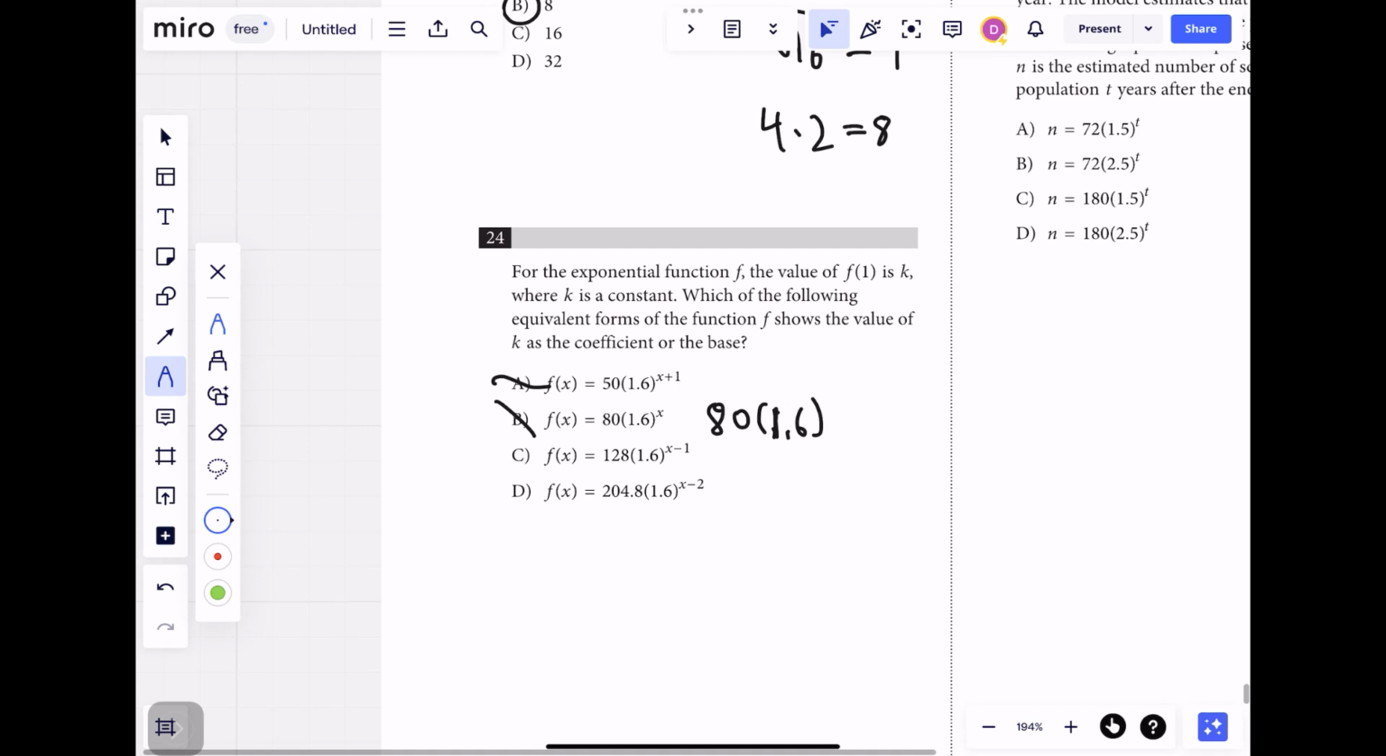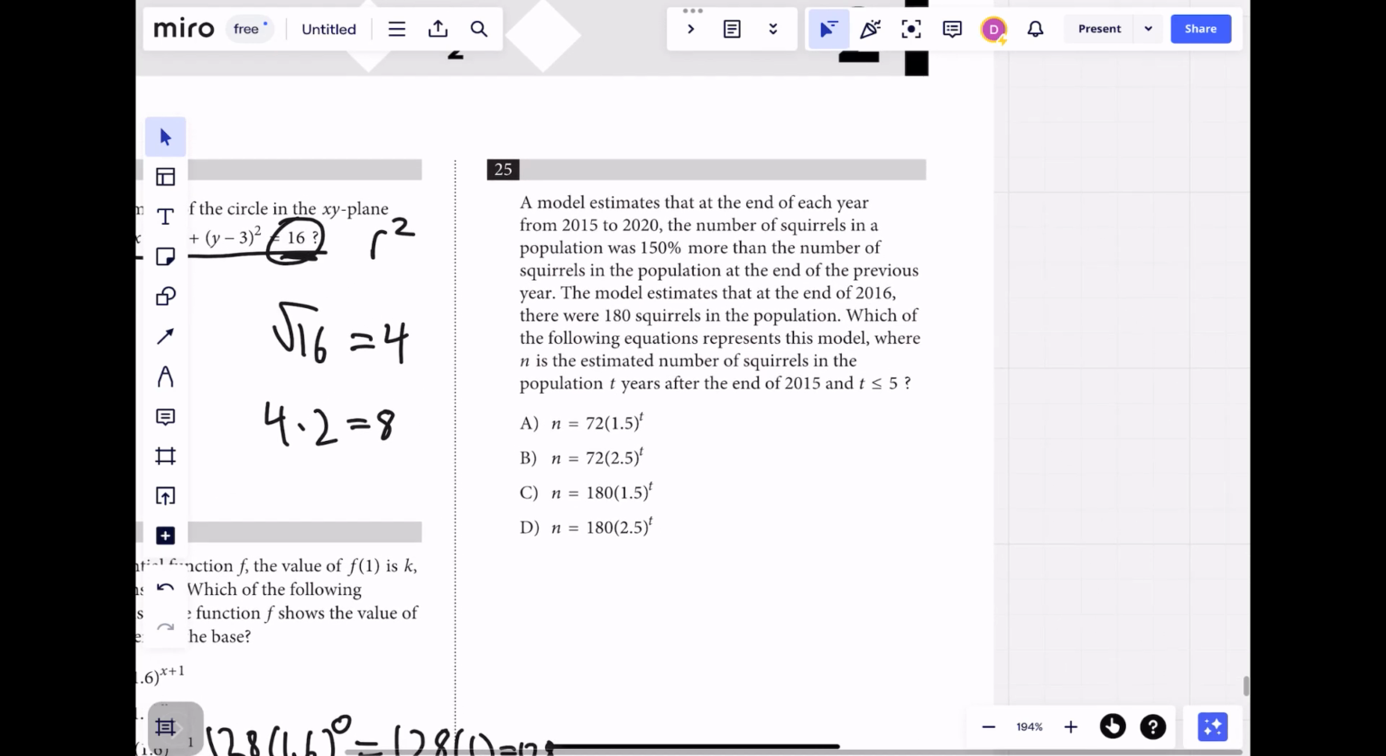Then C is saying 1 minus 1, so it would be 128 times the base to the power of 1 minus 1, which is 0. Anything to the 0th power is going to be 1, unless it's negative. So that would be 128 times 1, which is 128. This is correct because it lists 128 as a coefficient and also as the answer when x is 1.